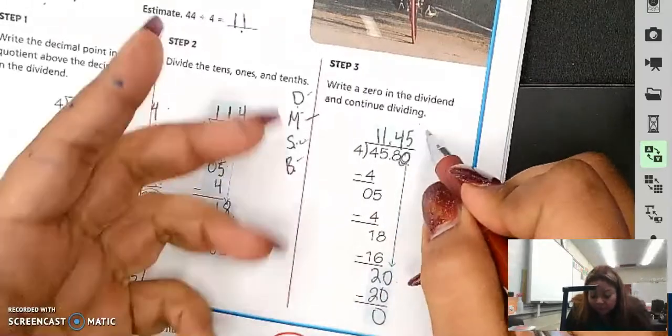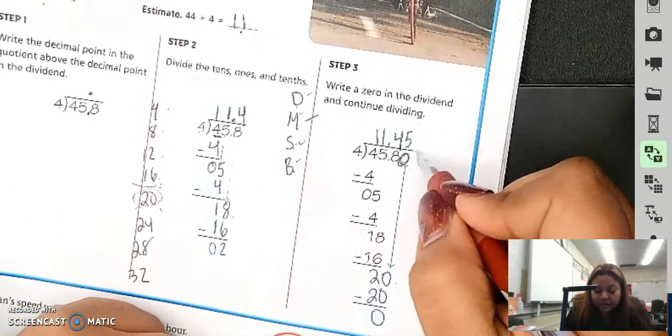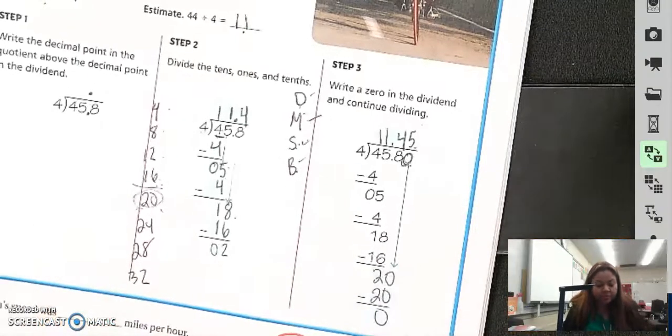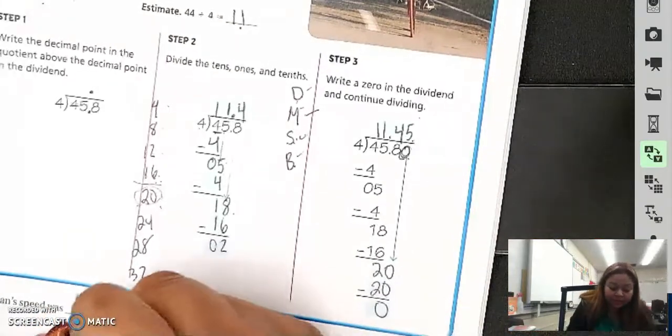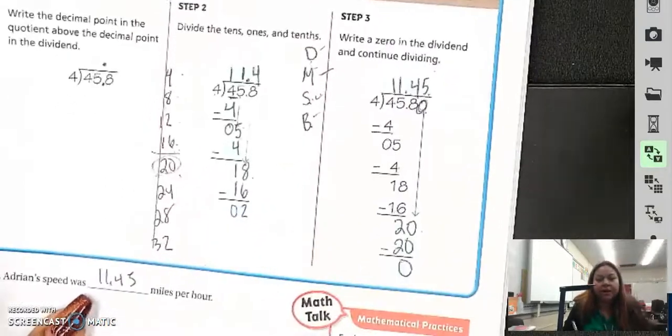You need to find the exact number that would go on your quotient. So Adrian's speed was 11.45 miles per hour. Go ahead and flip the page.